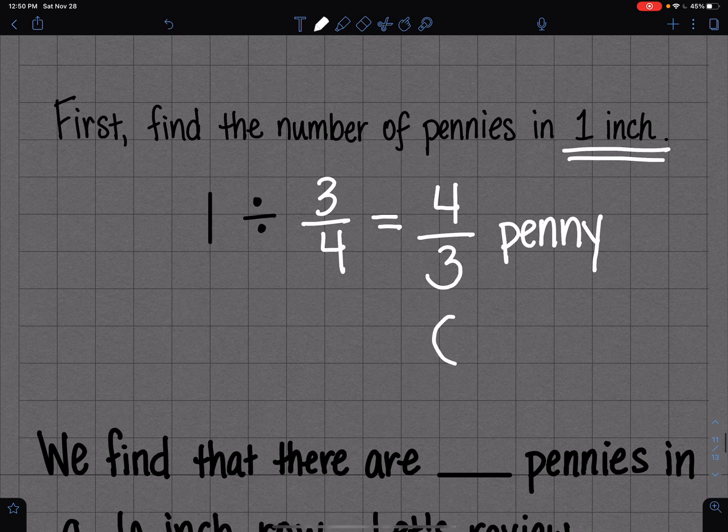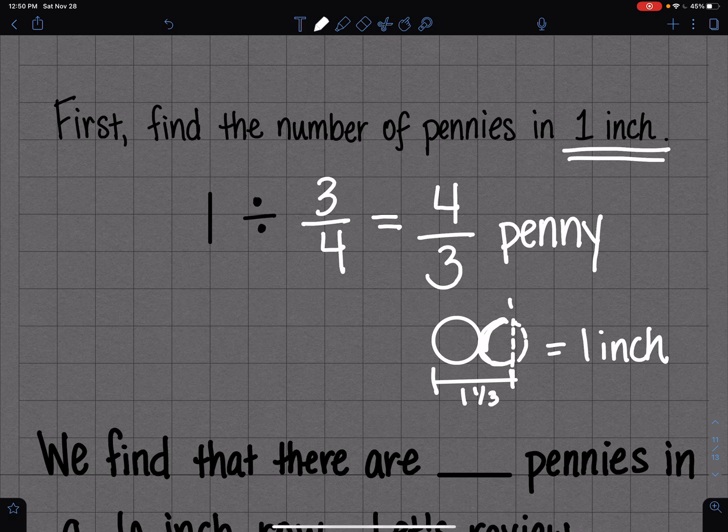Well, it's more than 1 penny because it's an improper fraction, but it's like 1 1/3 of a penny. Whoops. I should do them side by side because I think they want the pennies to be touching. So more like that. But then it's cut off, right? So 1 1/3 of a penny. Well, I obviously didn't draw that to scale. 1 1/3 of a penny make 1 inch. But I'm not going to do 1 1/3 of a penny. I'm going to leave it in this improper form.